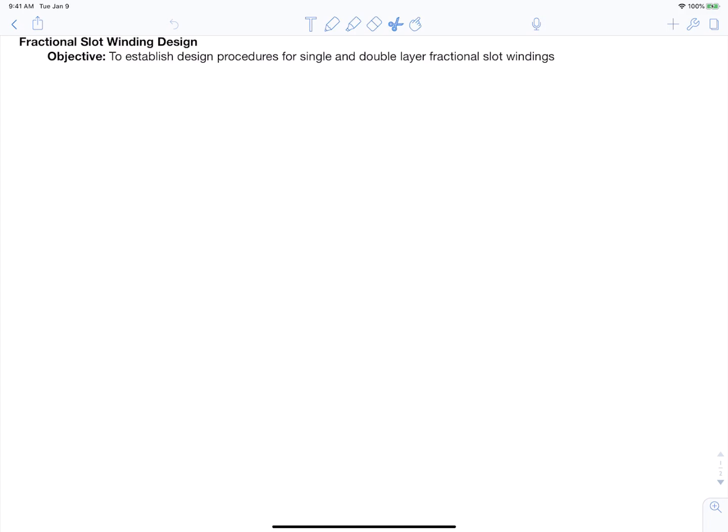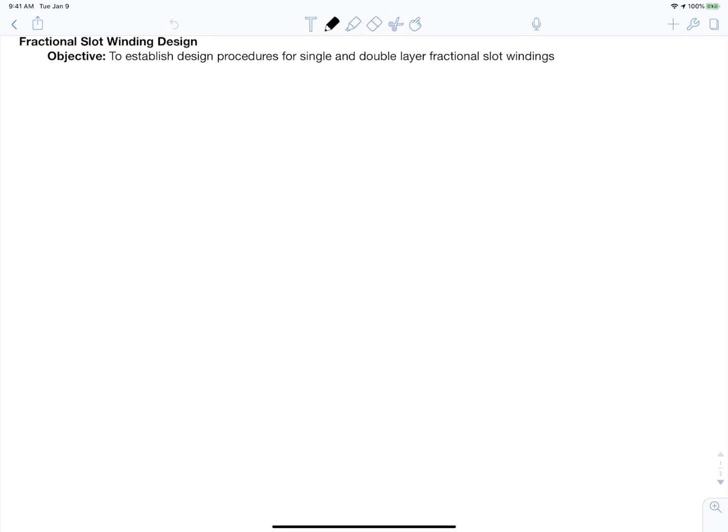The objective of this video is to establish design procedures for single and double layer fractional slot windings. So far in the winding design unit, we've constructed design procedures for integral slot windings. And by design procedure, we mean a discrete set of steps that you follow to determine where the coil sides of a phase winding should reside in the stator. In this video, we are now going to establish these design steps for fractional slot windings.